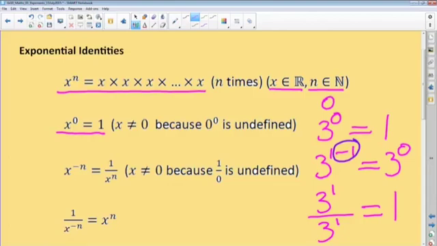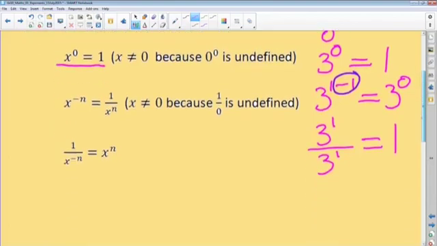So when we look at the identities over here, we have x to the power of negative n over 1 is equal to 1 over x to the power of positive n. And 1 over x to the power of negative n is equal to x to the power of n.